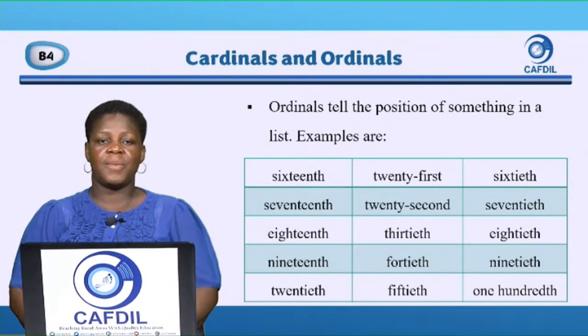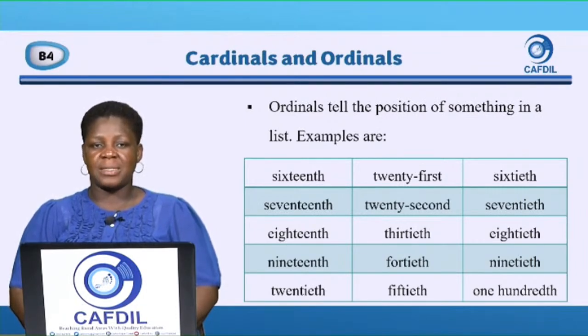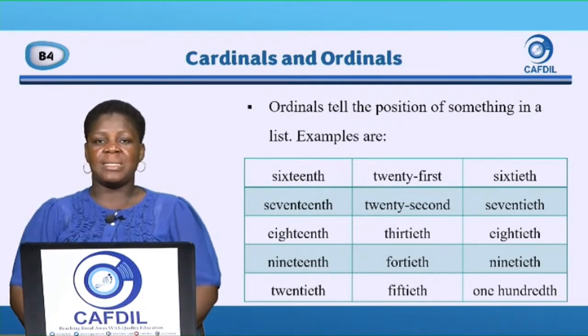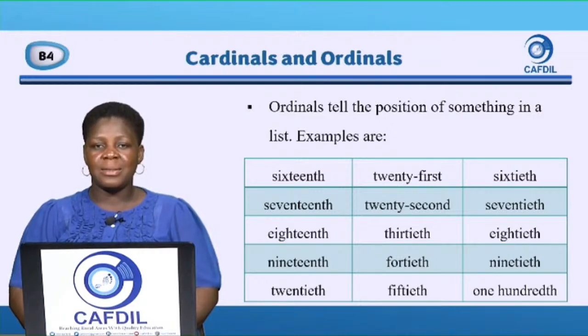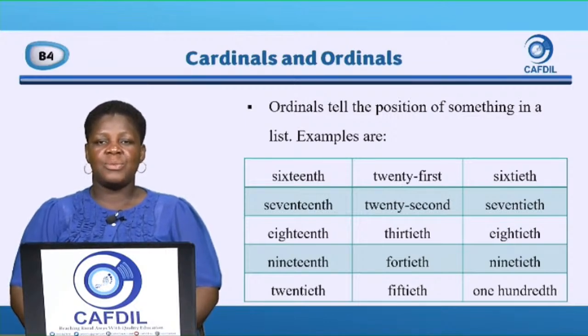17th. 18th. 19th. 20th. 21st. 22nd. So you can continue counting by adding 1. So 22nd, 23rd, 24th, 25th, 26th, 27th, 28th, 29th, and then 30th.